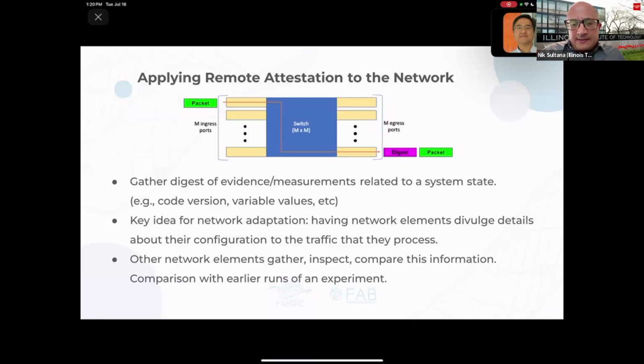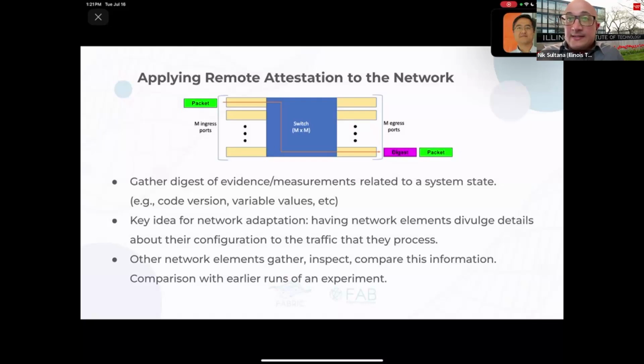So there is this mature field of ways of getting evidence remotely about what that equipment is doing, as well as even having it do this computation confidentially. So what we do when adapting this to the network is we have network elements leak in a systematic, regular way, configuration information about what program they're running, what state they're in, into the data plane with the frames that those network elements are processing. And in doing so, their peer elements will be able to see what their neighbors are doing and get a sense of what state their neighbors are in.